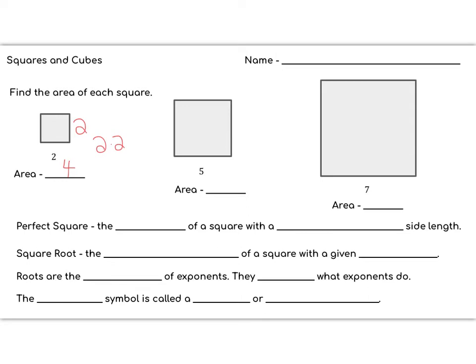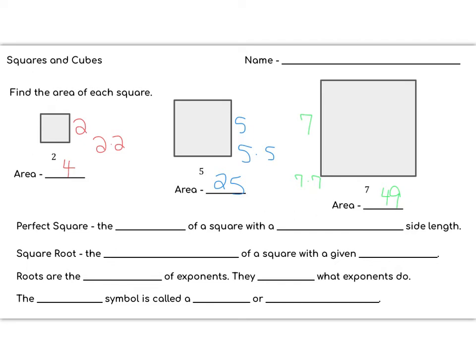Now, you tell me the area of a square with side length of 5. The area of a square with side length of 5 is 25. Now tell me the area of a square with side length of 7. The area of a square with side length of 7 is 49. Okay, so those numbers, 4, 25, and 49, they have special names.